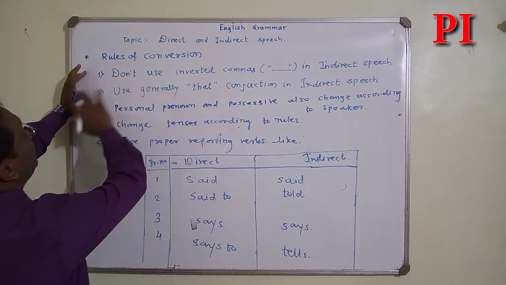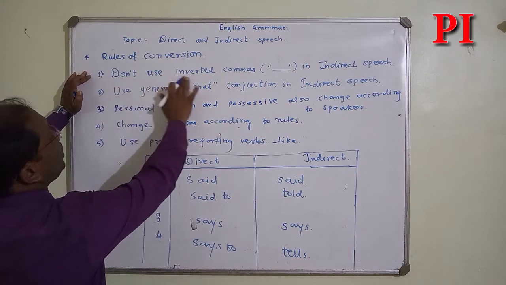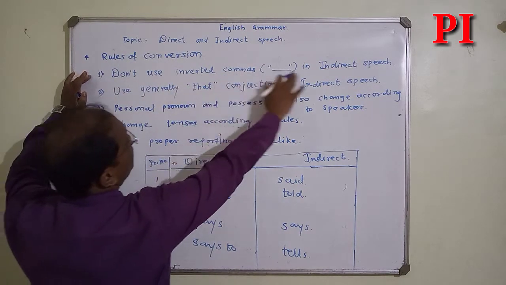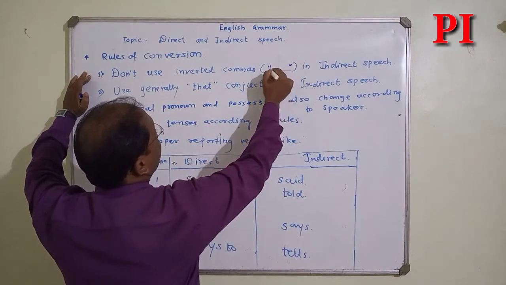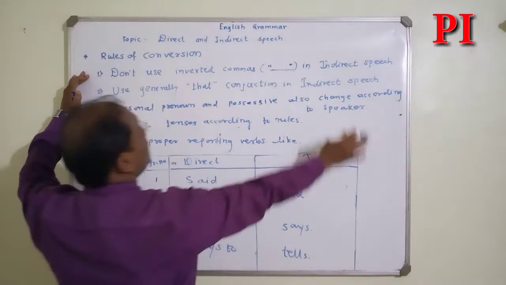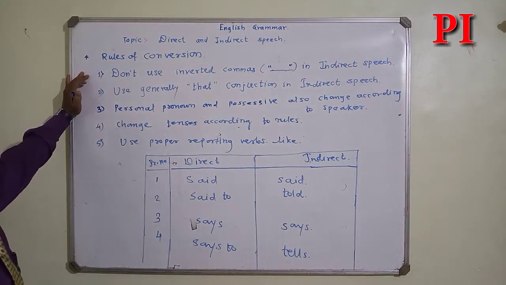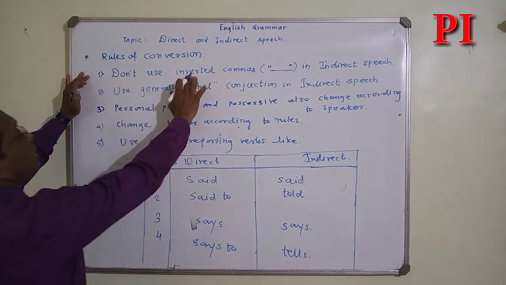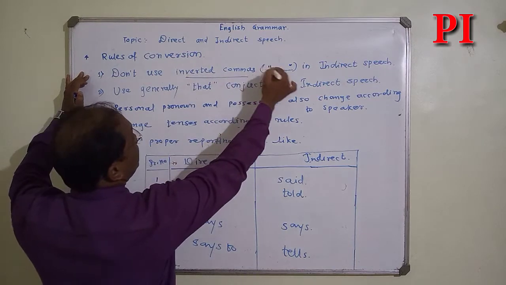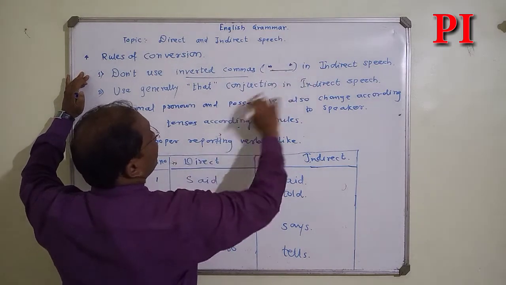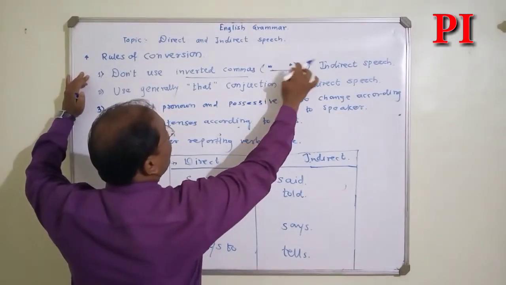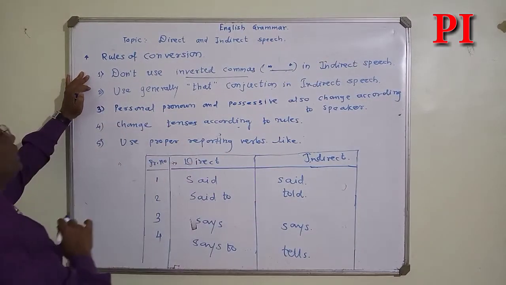We will see here. The first rule is: don't use inverted commas in indirect speech. Inverted commas means double inverted commas. Don't use them in indirect speech. This is the first rule. Don't use inverted commas. We already gave it in brackets.